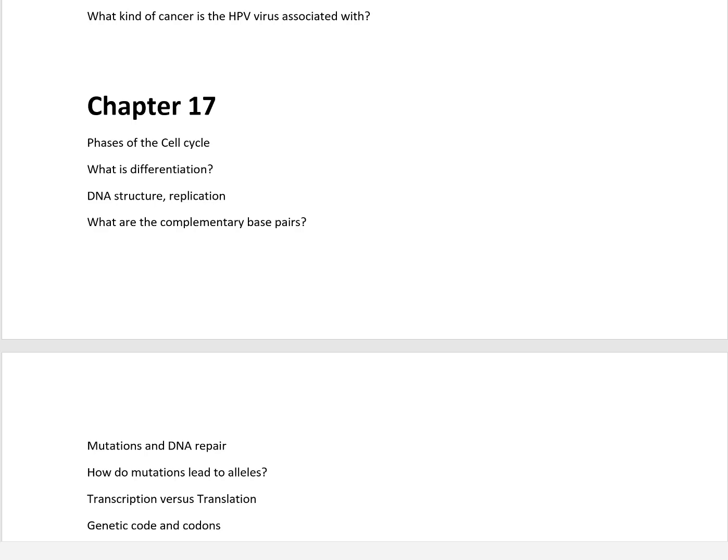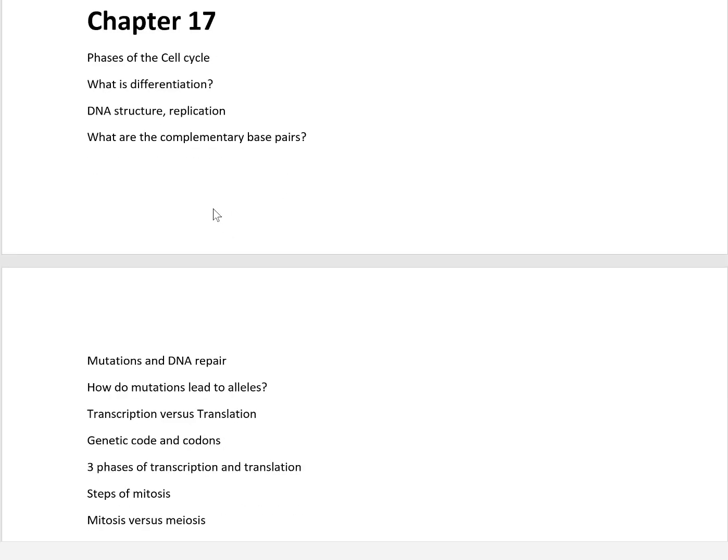Okay? All right, differentiation, I already told you that's when a cell becomes its own kind of cell, which makes it different than other cells. I'm not going to go through all the details of transcription and translation here. That would take an hour. But DNA structure and DNA replication.